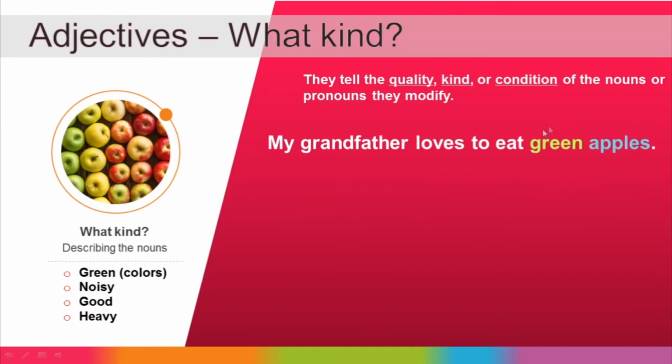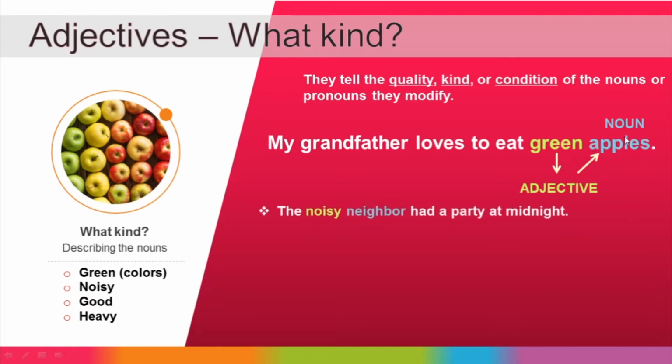Now one thing about colors is that they are what we call pure adjectives. They always act as an adjective. In this case, the word green is the adjective. It adds more information about what kind of apple, the quality, kind, or condition. Apples here is the noun, and the adjective is put right in front of it to show that it modifies the noun behind it. Now let's look at other examples of adjectives.